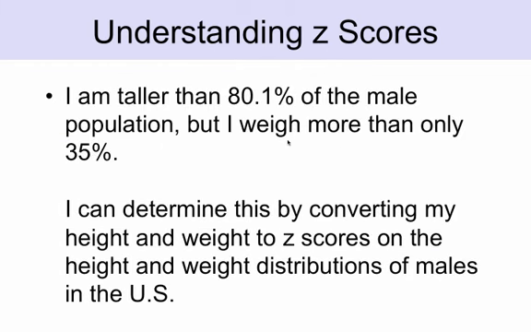By converting my height and weight to z-scores, and then looking up those scores on height and weight distributions of males in the United States, I find out that I am actually taller than 80.1% of the male population, but I weigh more than only 35%. So it does kind of make sense to actually say that I am taller than I am heavier.